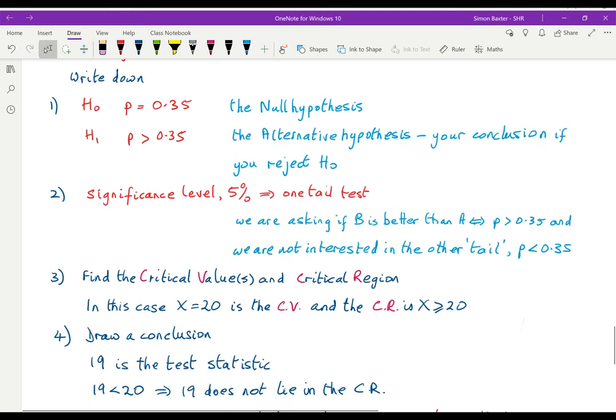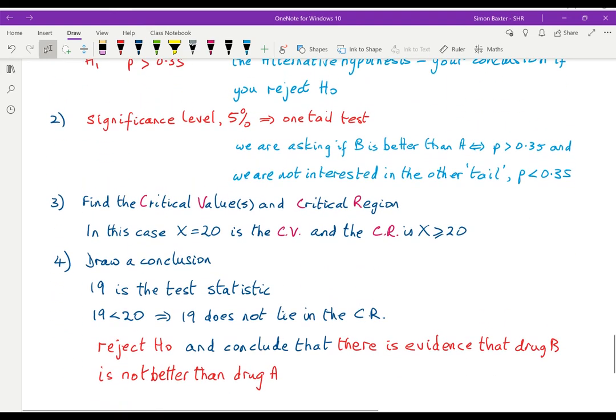Right. 19 is what's called the test statistic. It's the observed figure. It is the statistic which we are testing. 19 is less than 20, which is our critical value. Therefore, 19 does not lie in the critical region. 19 does not lie in the part which would surprise us. Therefore, we do not reject H0, written in red, and we conclude, and here there is evidence that, we can't be certain, there is evidence that drug B is not better than drug A.